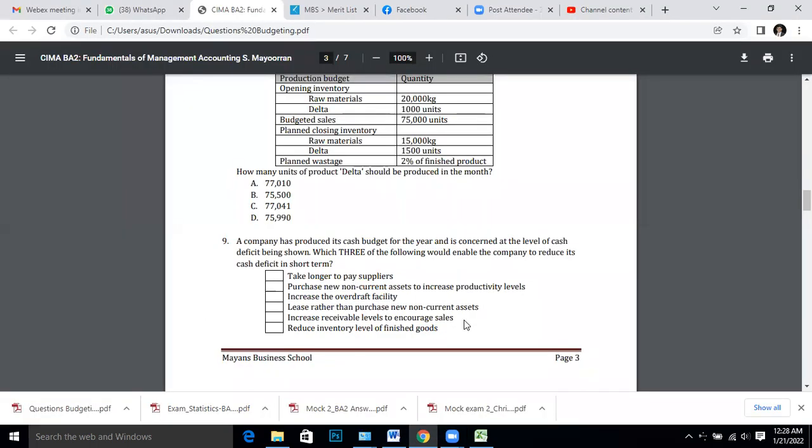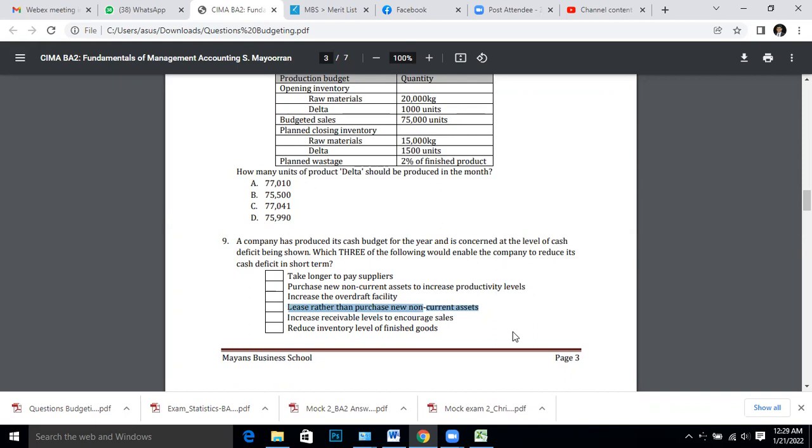In this question, I did not take the lease rather than purchase option because the cost will be different. Now, leasing, then the interest cost and all that will come into play. So, like purchase cost changing, thereafter whether purchasing is viable or not, again we'll have to evaluate all that. So that's why I kept it aside and checked whether I have any other three answers. Yes, take longer to pay suppliers, increase overdraft facility, reduce the inventory. Yeah, those three look better options.